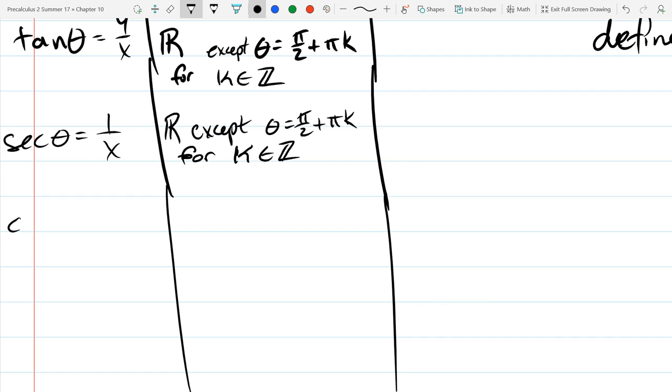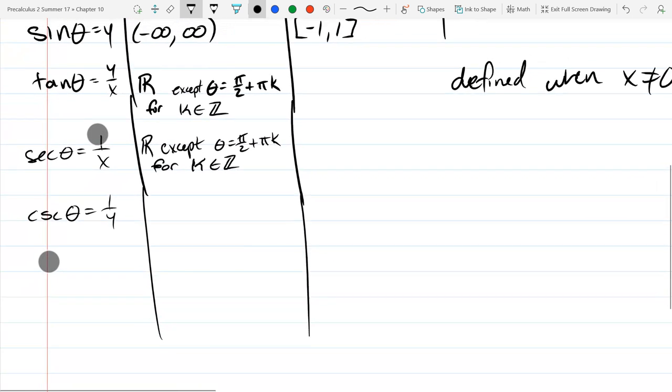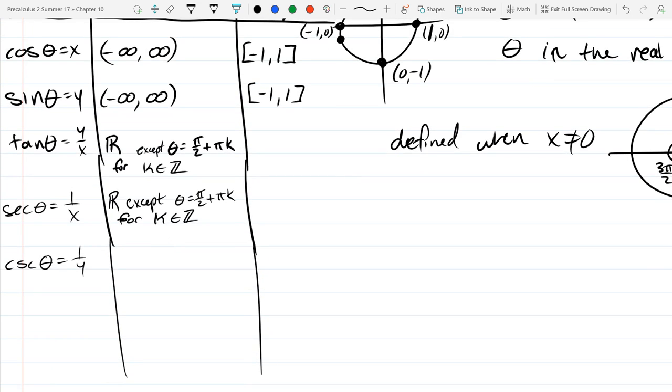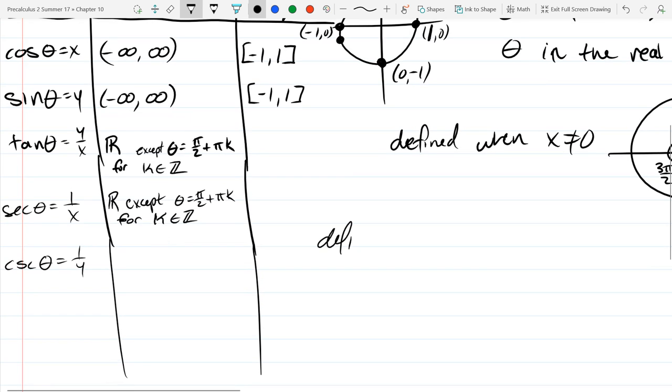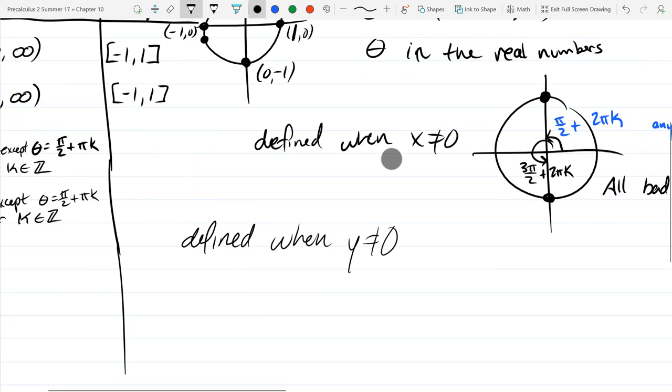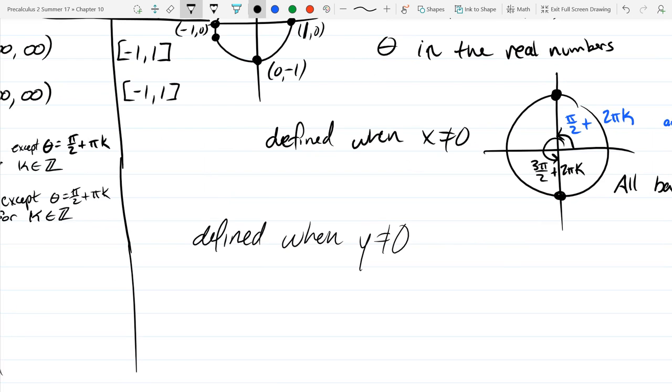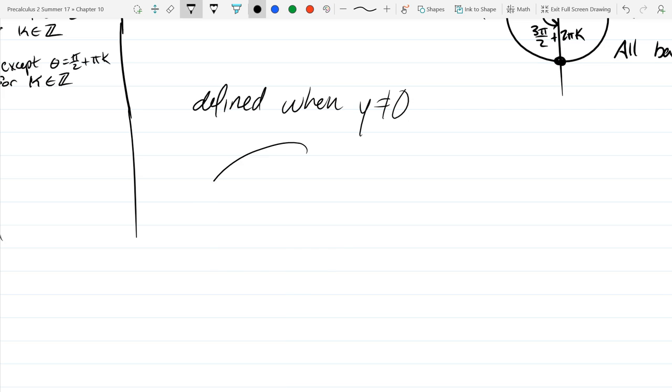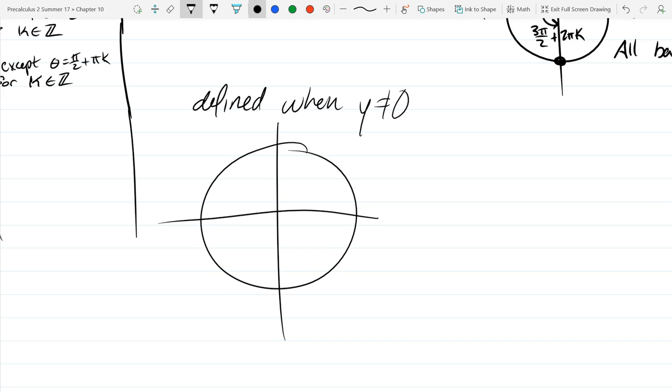Tangent, secant, cosecant theta, 1 over y. Now we've got to worry about y not being 0. So similar, this is defined when y is not 0. We'll draw another unit circle. So here, y is not 0 here. So we're looking for the bad ones. So when is y equal to 0?